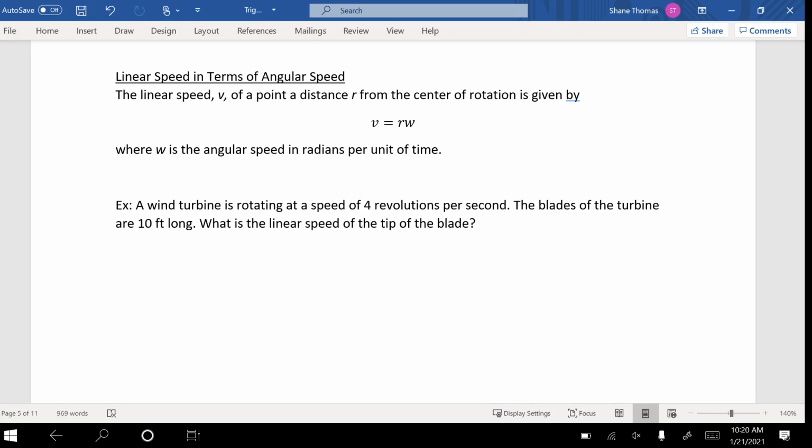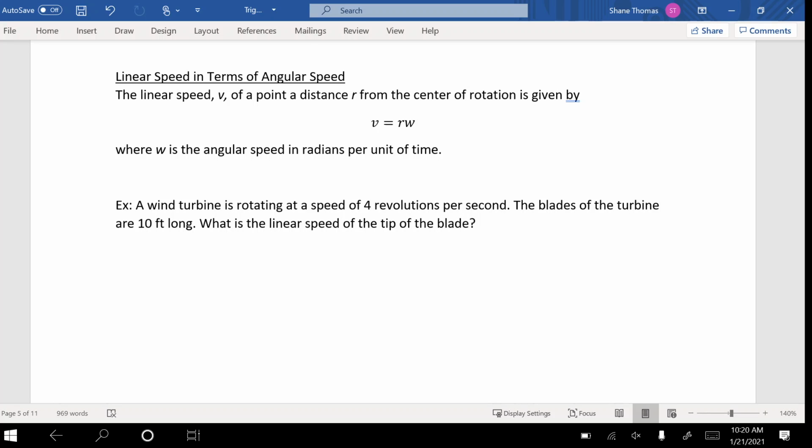Obviously, in other situations, we're not going to have that dial. Situation like this: you've got a wind turbine rotating at a speed of 4 revolutions per second, so it's moving pretty quick. Blades of the turbine are 10 feet long. What's the linear speed of the tip of the blade? We're going to see how fast it would be going, like a tire going down the road. All right, so let's look at this guy.